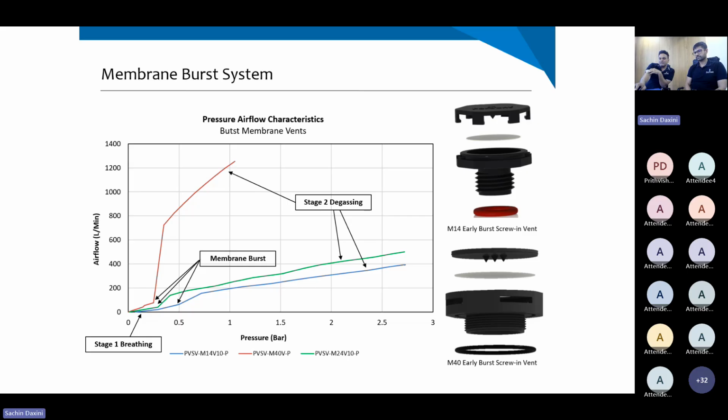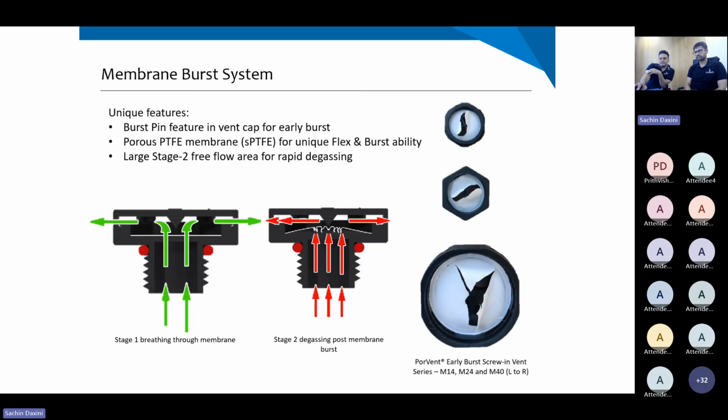So we'll see some of the unique features of these particular type of products. The first unique feature is, as we discussed, the presence of a burst pin. That burst pin helps the membrane for early burst. The second unique feature for this particular category of product is the selected sintered PTFE membrane, which has flexing capability as well as burst capability. And the third important feature is the large free flow area available, which helps a large amount of gases to pass through in the emergency situation.